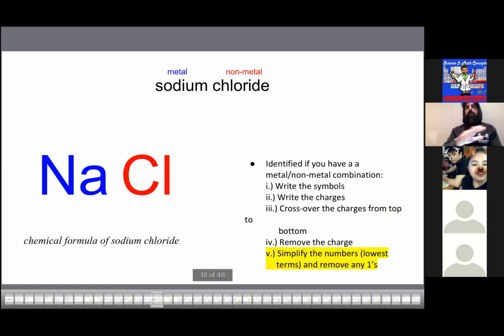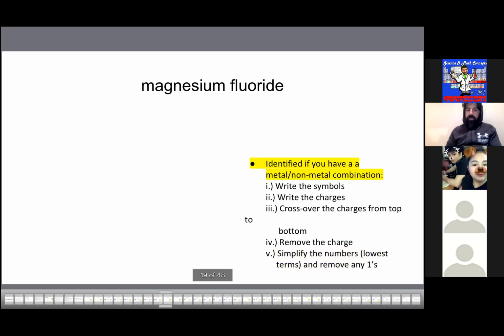I understand that not all of them are this easy. They're easy if both of the oxidation numbers are the same, like +1, -1, or +2, -2, or +3, -3, which will work out the same. 3 to 3 simplifies to 1 to 1. 2 to 2 becomes 1 to 1. But some of them are not so easy, as we'll see with this one here, magnesium fluoride.